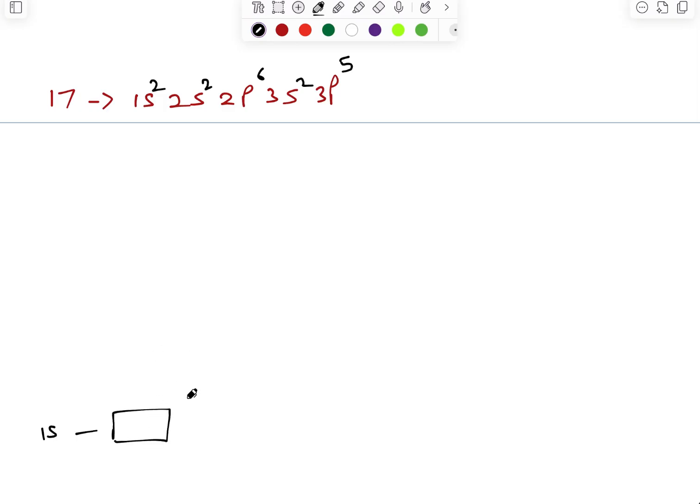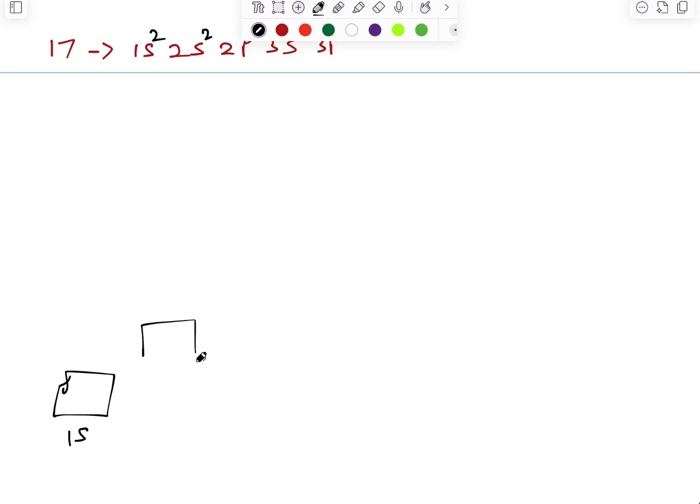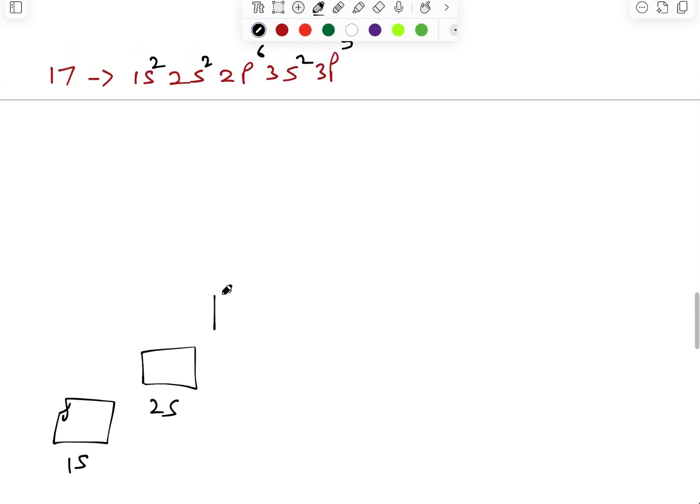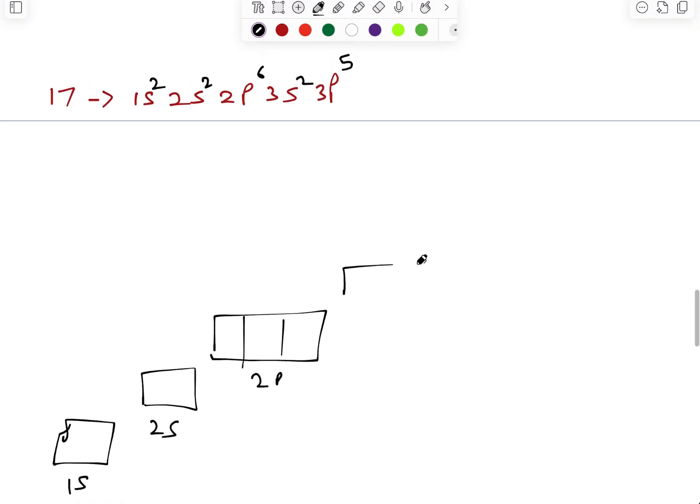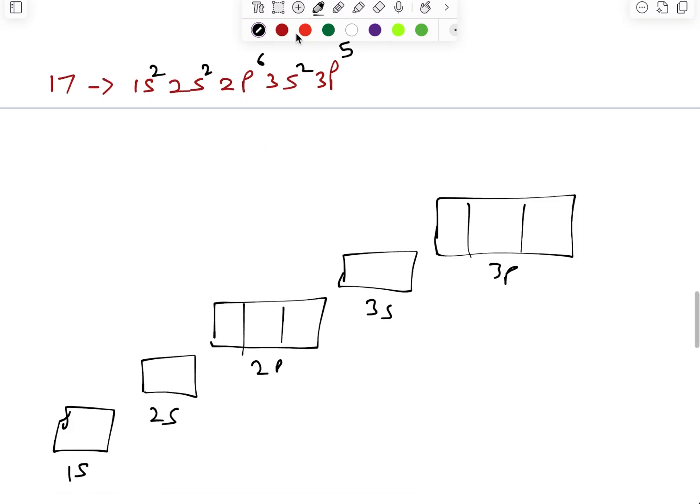For the 2s, I think I should put it under. So let this be the 1s. This is going to be the 2s. This is going to be 2p. This is going to be 3s. And this is going to be 3p. So let's begin to fill our electrons one after the other.